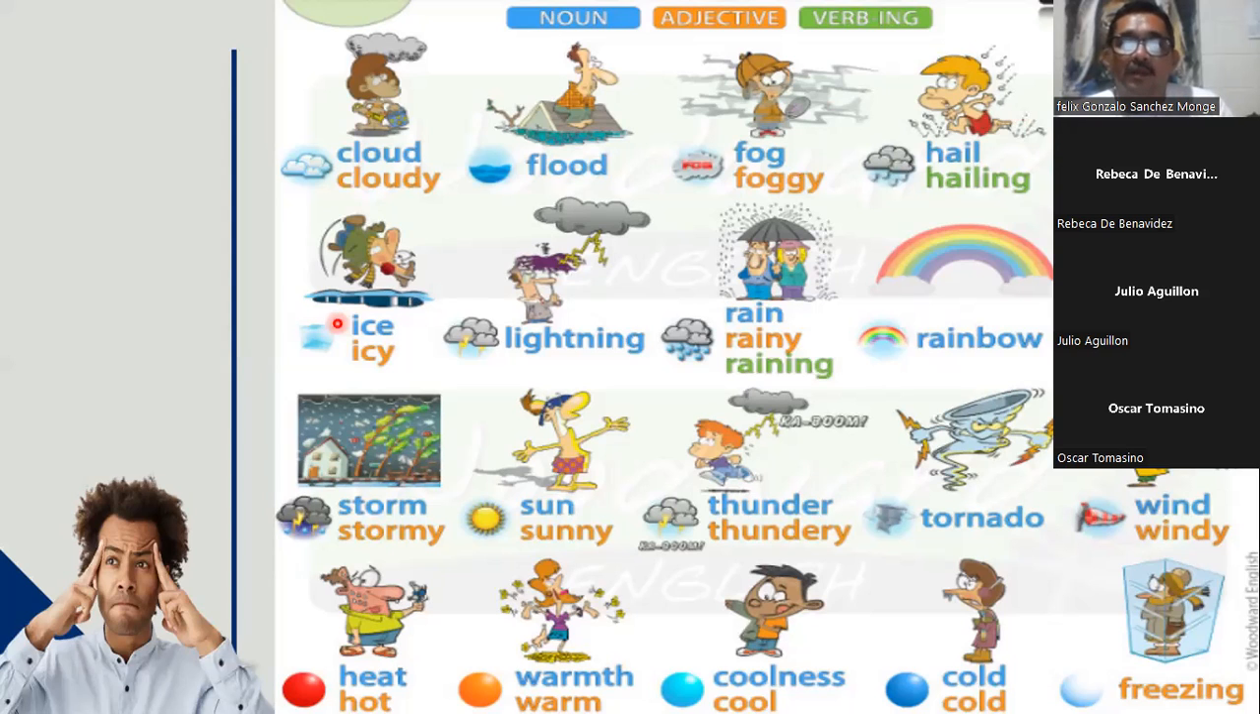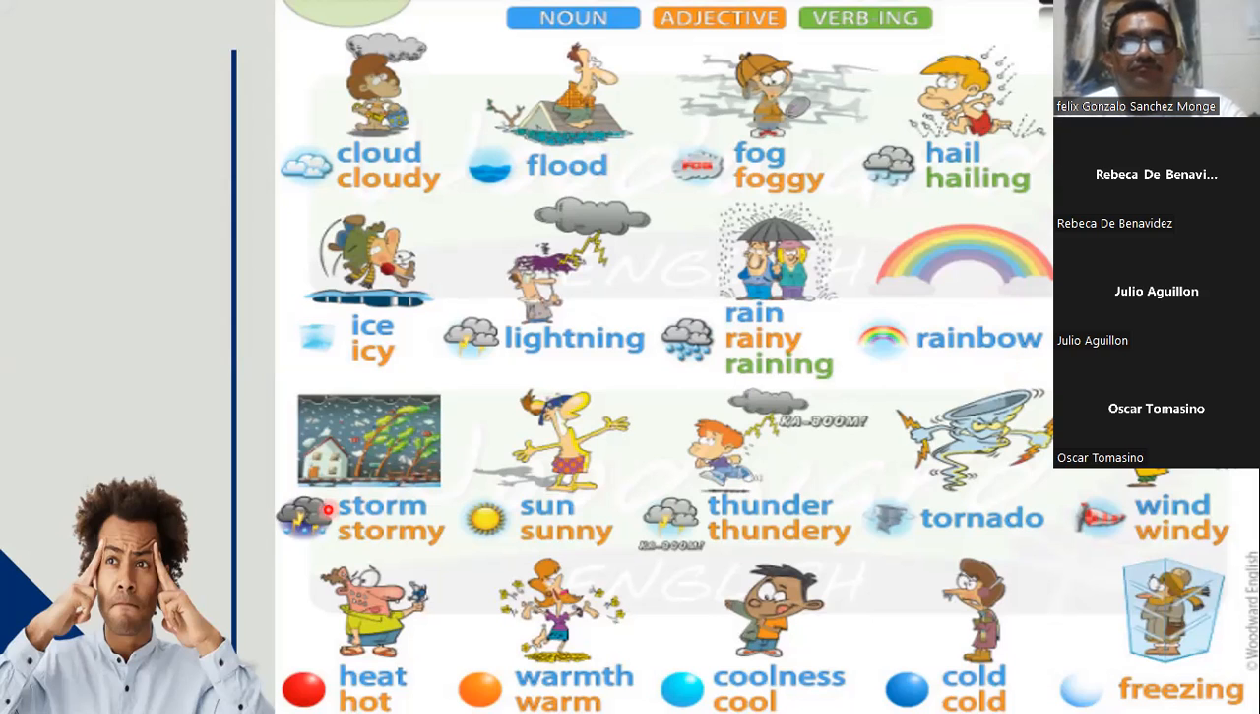Now, we have ice, que es hielo, and icy, como, it's like helado, no helado, sino like cuando un lago se congela, icy, congelado, icy. Lightning, lightning le llamamos al rayo, lightning. Rain, lluvia, rainy, lluvioso, raining, lloviendo. Rainbow, rainbow es el arco iris, a rainbow. Snow, nieve, snowy, nevado, snowing, nevando.